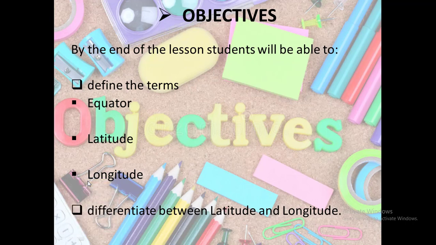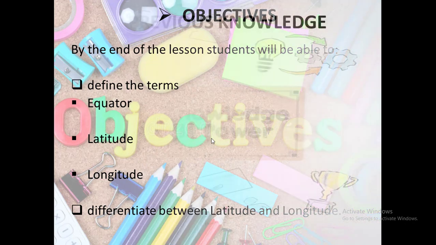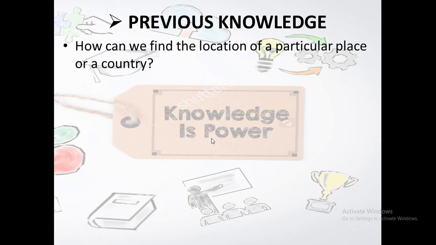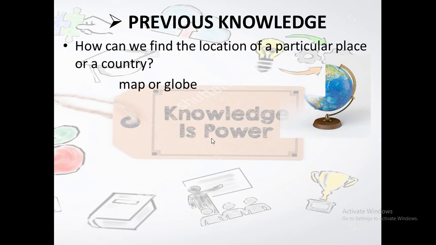So students, I want to ask you a few questions. Are you ready for it? Okay. Now, tell me, how can we find the location of a particular place or a country? Think, how can we find? Yes, with the help of a map or globe, we can find the location of a particular place or a country.